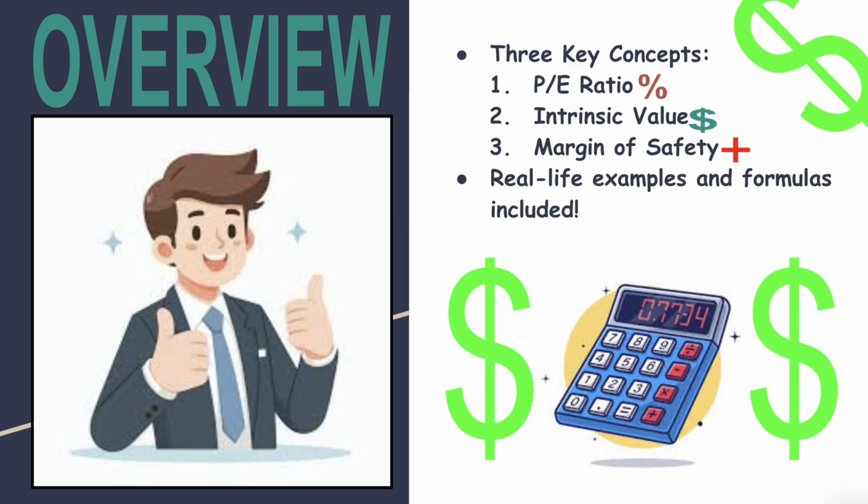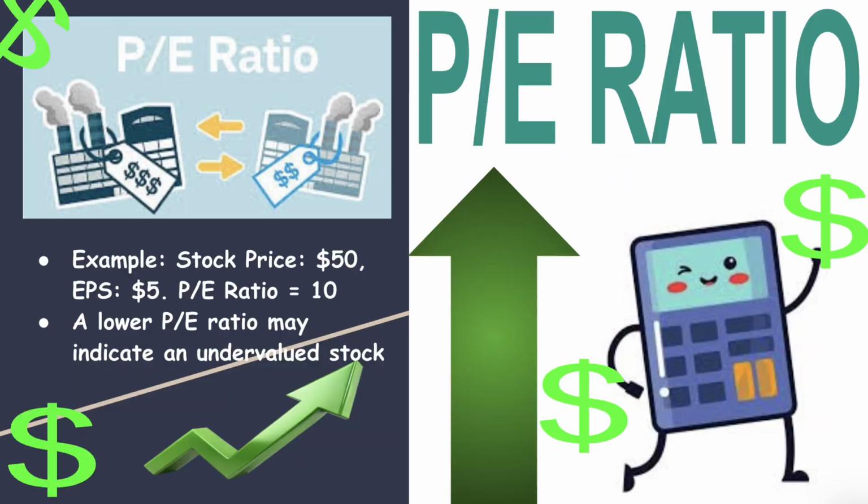In this video, I will walk you through three key concepts: the PE ratio, intrinsic value, and the margin of safety. I'll also show you real-life examples and formulas to spot undervalued stocks today. So let's get started. The first tool in your undervalued stock toolkit is the PE, or price to earnings ratio.